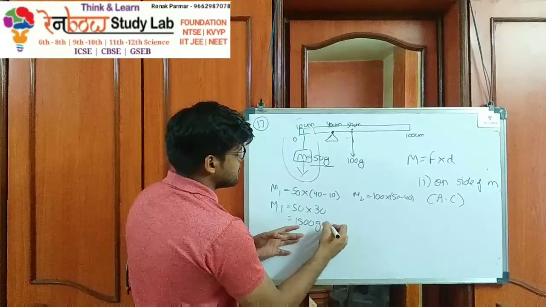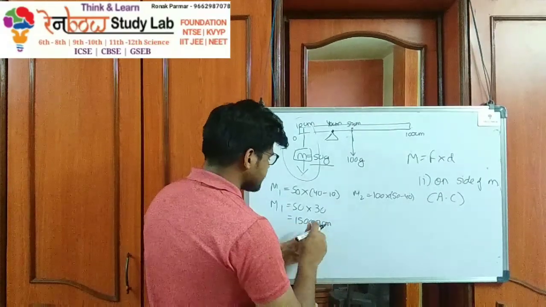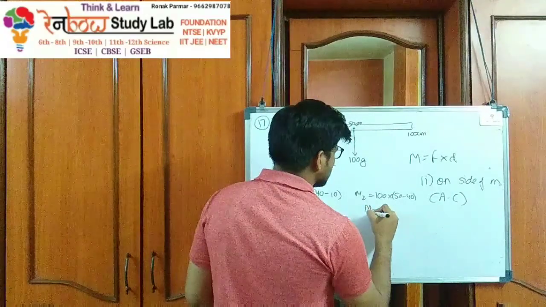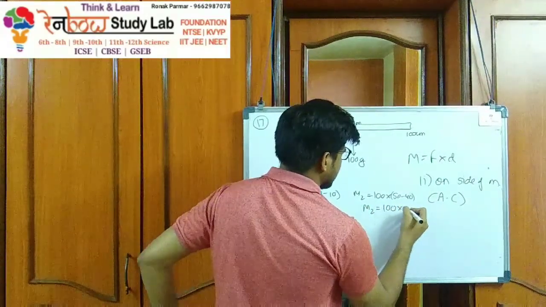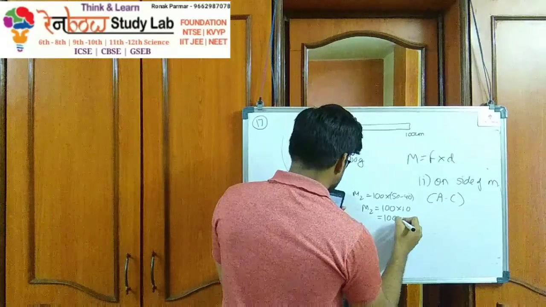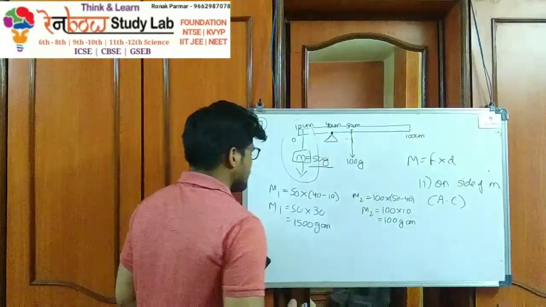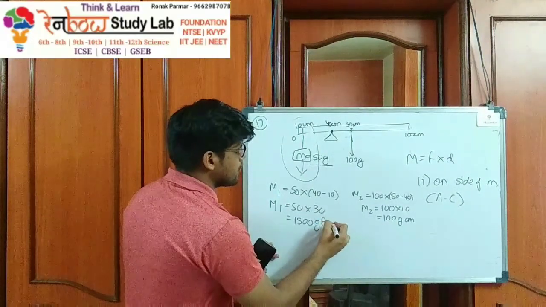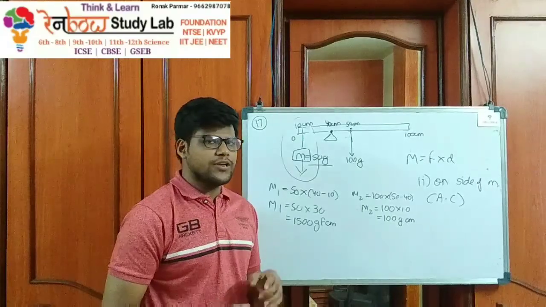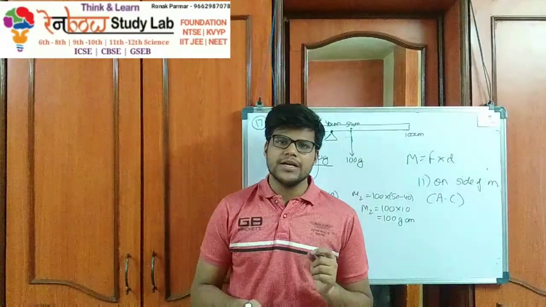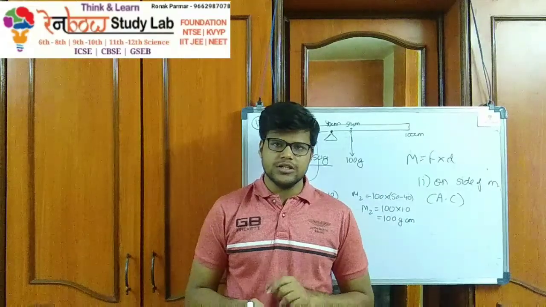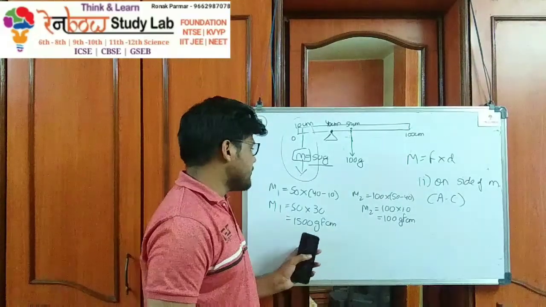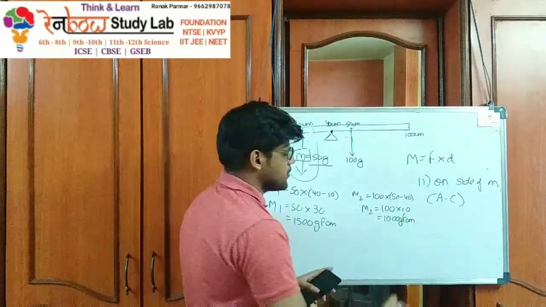1500 gram centimeter. And M2 will be 100 into 10, which is 1000 into gram. Now, gram is not allowed because gram is just a mass. So in case of weight, when you need to consider gram as weight, just write GF and not G. This will also be GF. M1 is 1500 and M2 is 1000.